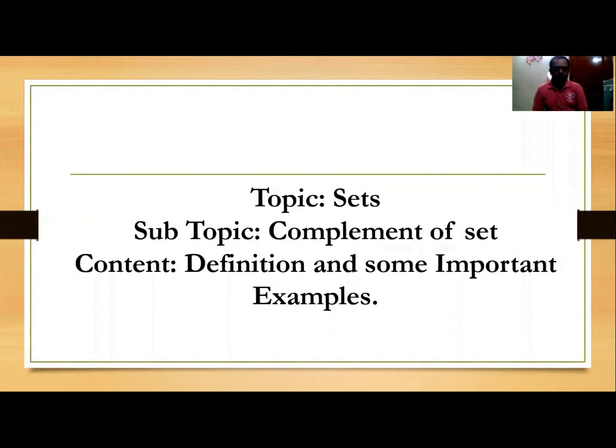In the last video we learned about examples on the operations on sets. Today we are discussing one of the very important concepts from the same topic, that is the complement of a set. In this video we are going to see the definition and some important examples regarding the same.